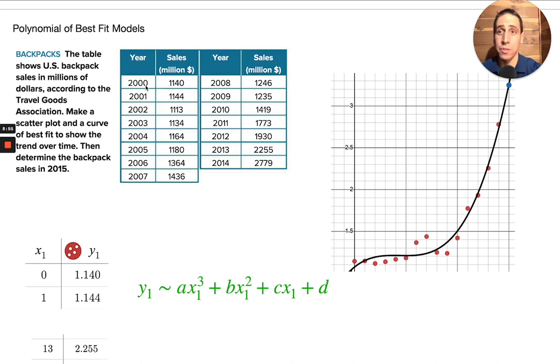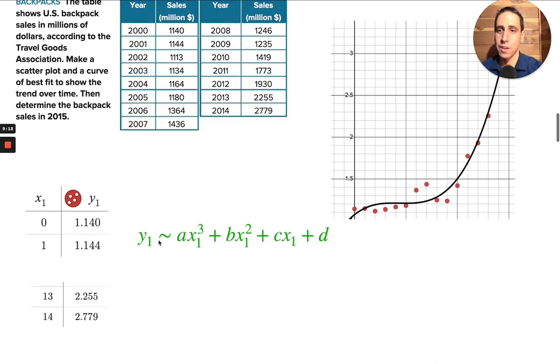So if the year of 2000, I'm going to let that represent 0. Basically, we're graphing years since the year 2000. And 2001 will just be a 1. 2013 here will be a 13. And then instead of graphing millions, I'm just going to go for billions, because the numbers are just that large. So there's 1.14 billions of dollars, and there's the table.